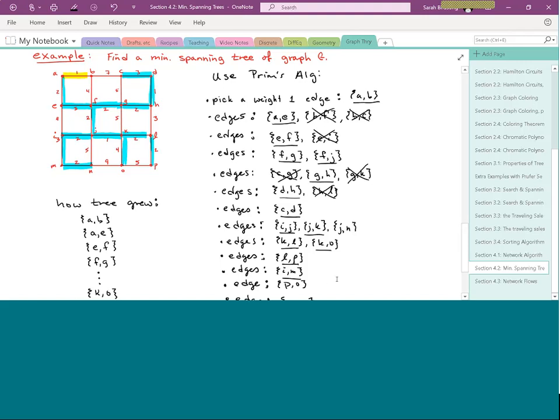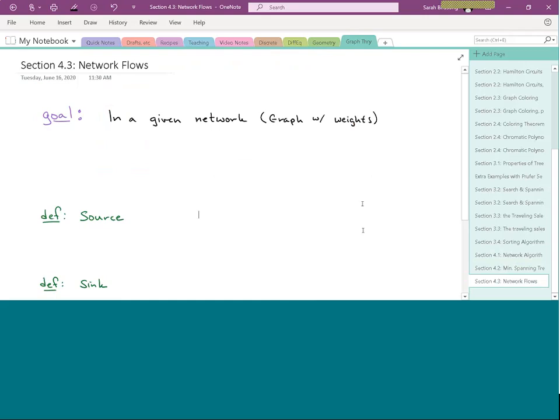Let us move on to section 4.3. There's no way we're going to finish section 4.3 today, but it deals with network flows and the augmenting flow algorithm. We're probably not even going to get to the augmenting flow algorithm. We're probably just going to get to the terminology that we're going to need to get up to the augmenting flow algorithm.